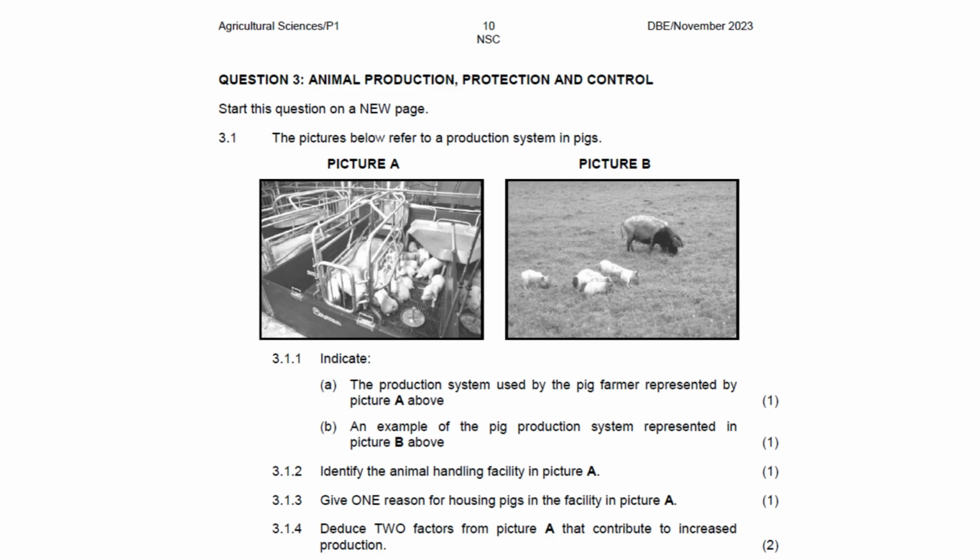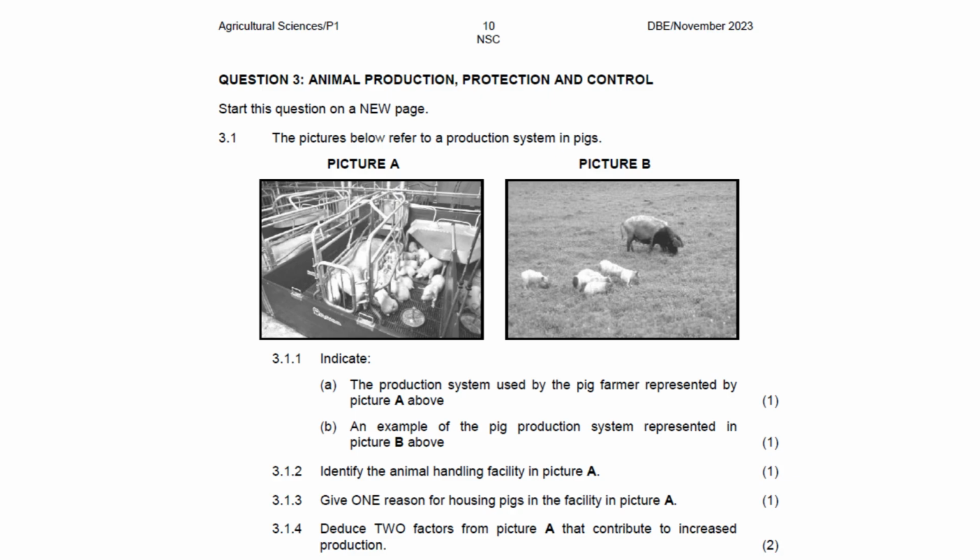So you have two pictures here, picture A and picture B. Question 3.1, the pictures below refer to a production system in pigs. Now indicate the production system used by the pig farmer represented by picture A above. Basically this is an intensive production system. Now, why are we saying it's an intensive production system?